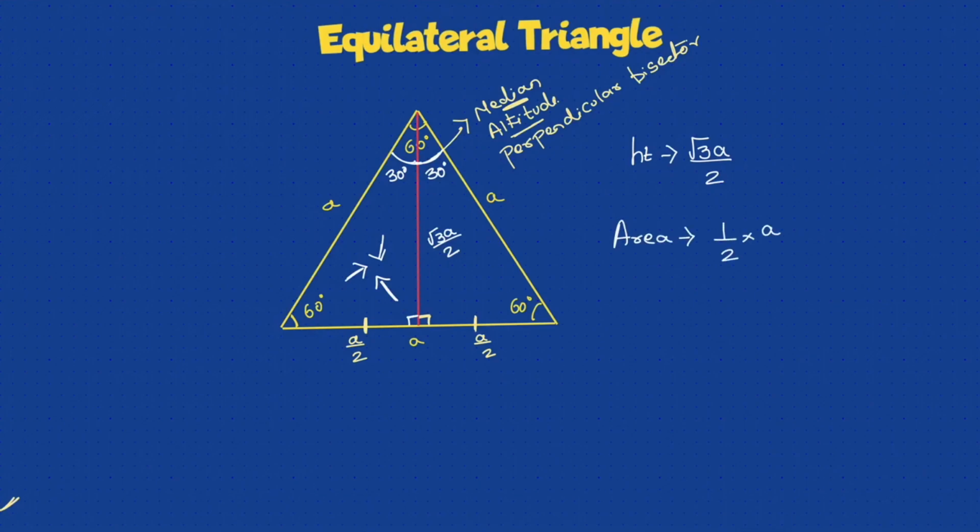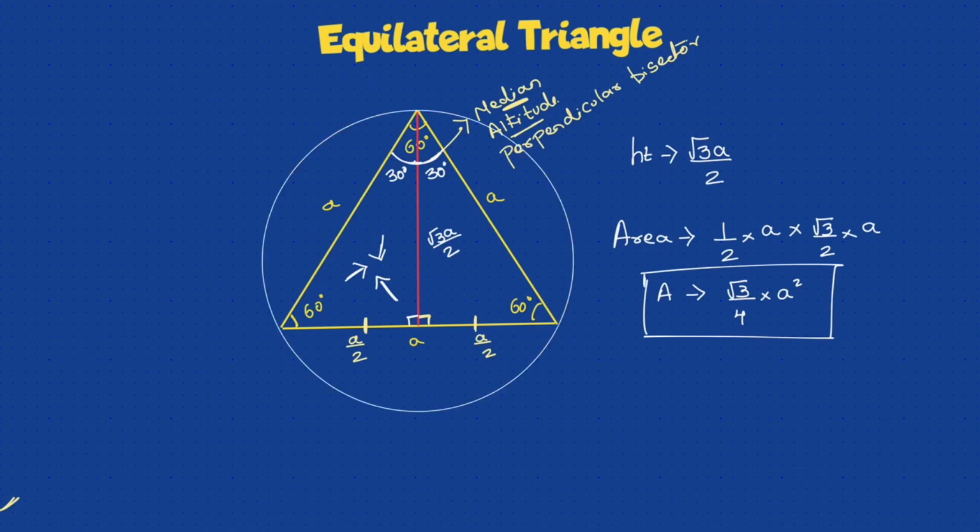That is height. Okay. Area is what? Half into base into height. What is my base here? A. What is my height here? Root 3 by 2 into A. Okay, so what is the area of an equilateral triangle that we can derive? Root 3 by 4 into A square. So remember this formula, root 3 by 4 into A square.